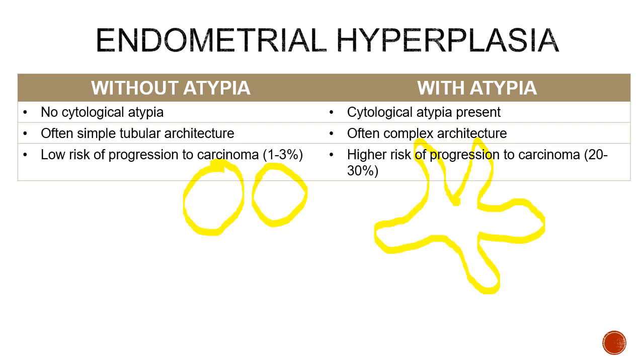Okay, and why do we divide endometrial hyperplasia this way? It's really because they have different behavior. Endometrial hyperplasia without atypia has a low risk of progression to carcinoma, only between 1 to 3%, whereas endometrial hyperplasia with atypia has a much higher risk of progression, around 20 to 30% of the cases.